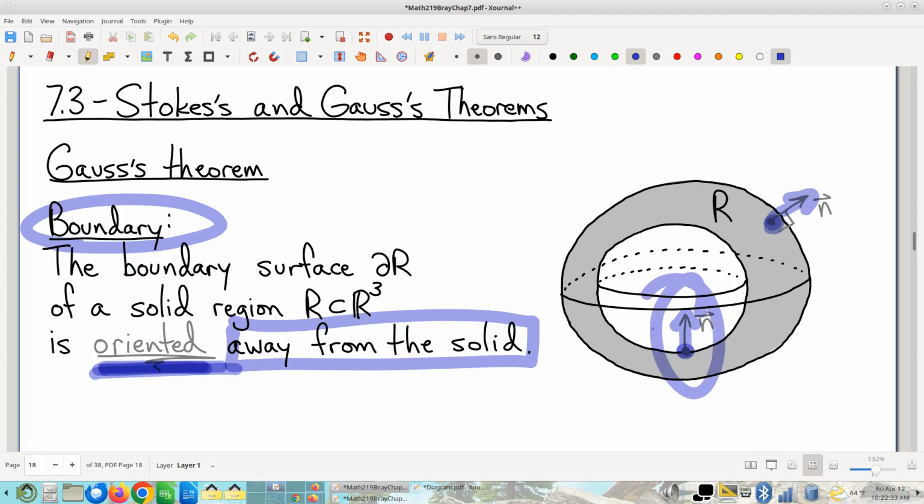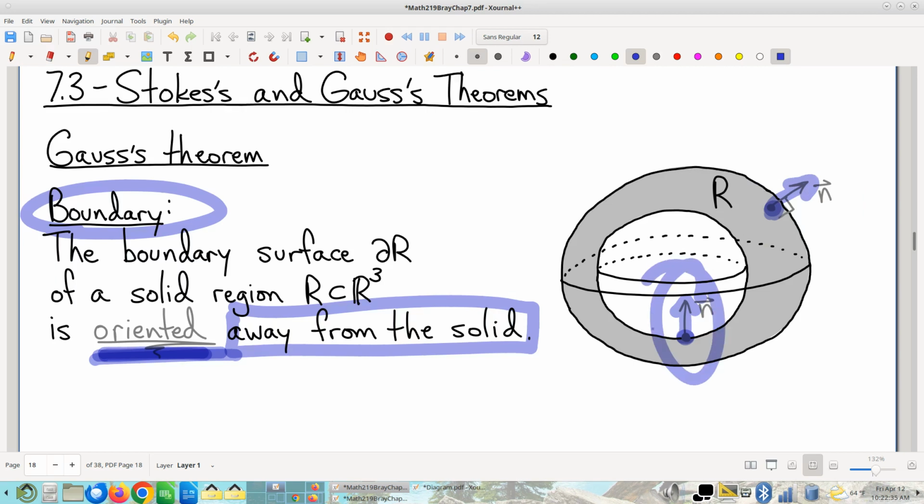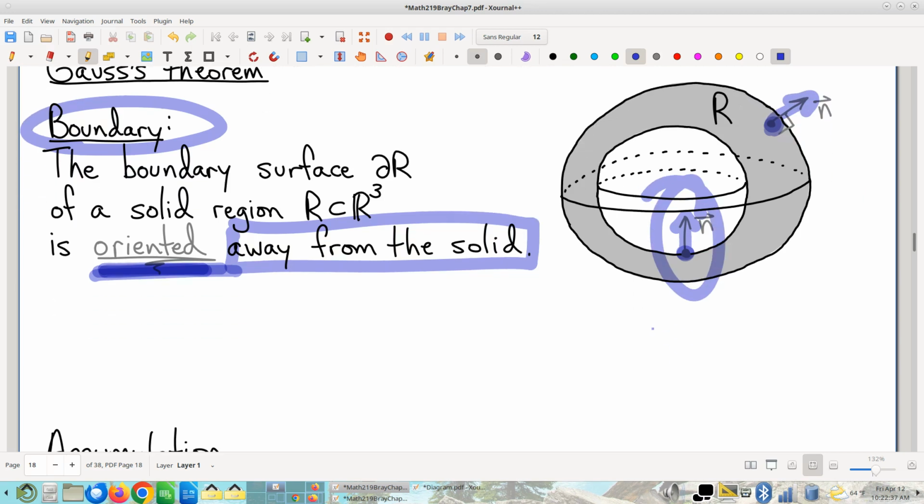You don't want to subtly misunderstand an important rule. Away from the solid sometimes means inward, such as this point right here. Right? So heads up about that. Flashbacks to when we were talking about two-dimensional boundary curves and their orientations and how they could be analogously misunderstood. Strong analogies.